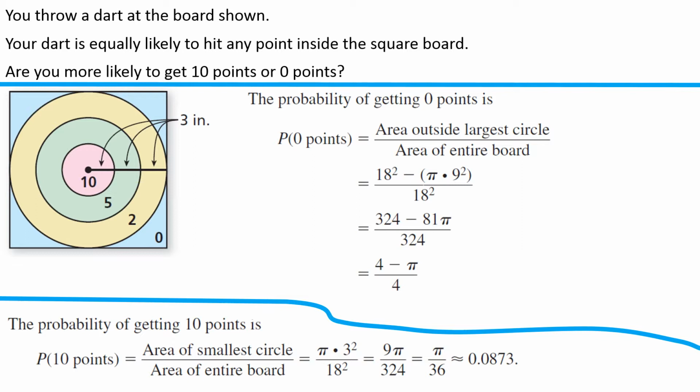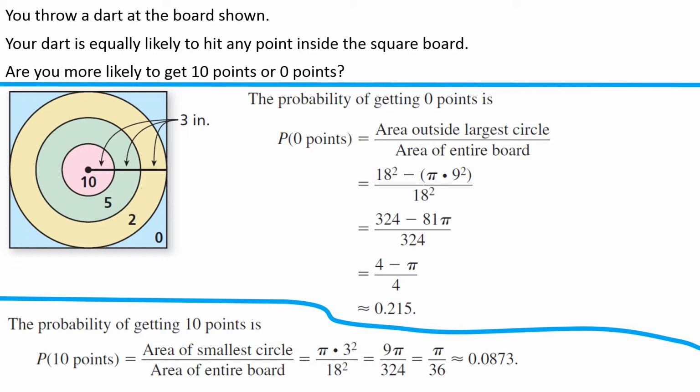324 divided by 324, I could reduce that to 4 over 4. If you're wondering why it didn't get reduced to 1 over 1, well, I want a common denominator, and 81 over 324 is 1/4. If all that just seems like gibberish to you, you probably would have grabbed a calculator and done 324 minus 81 times pi, gotten an answer, and divided by 324. It'd be identical to 4 minus pi, get an answer, divide by 4. Comes out to be about 0.2.